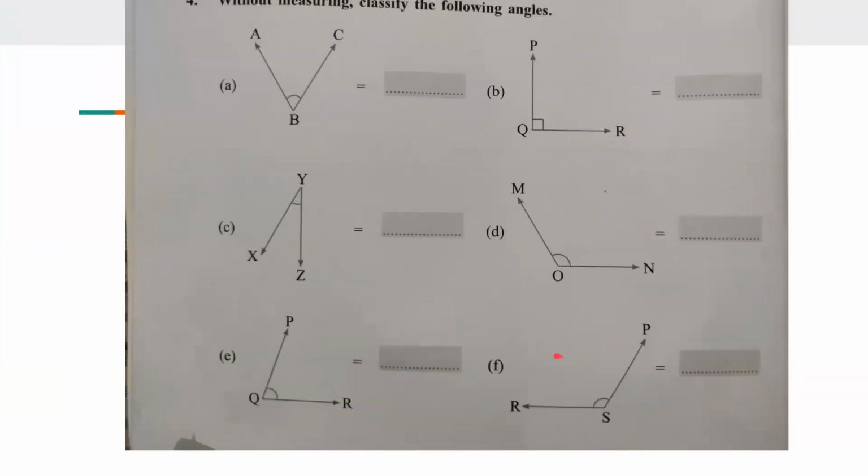Now next question is, figures of some angles are given here. Without measuring, we have to decide whether it is an acute angle, obtuse angle or right angle. Now if you see the first figure, angle ABC is drawn here and it is a smaller angle than a right angle, or a narrower angle than a right angle, so it is an acute angle.